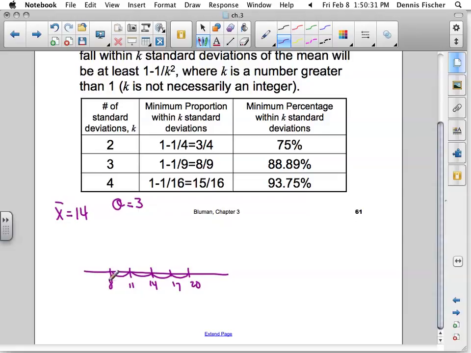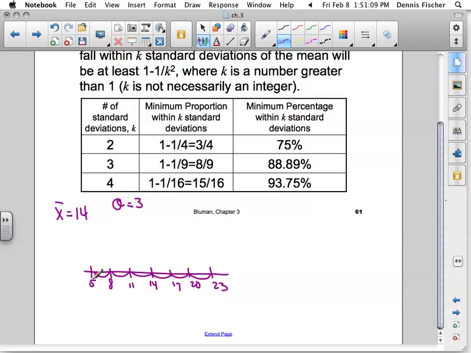Now, if I go 3 standard deviations, you'll notice it gets 8/9, which is approximately 89%. So if I went one more standard deviation out, to 23, and down to 5, between 5 and 23, 89% of my values are going to fall. And then one more, you notice that 4, if you keep going, is 93.75. And so you could be out to 26 and 2. That's how many values will fall within that range of values. The further out you get, the higher percentage of values should fall, right?